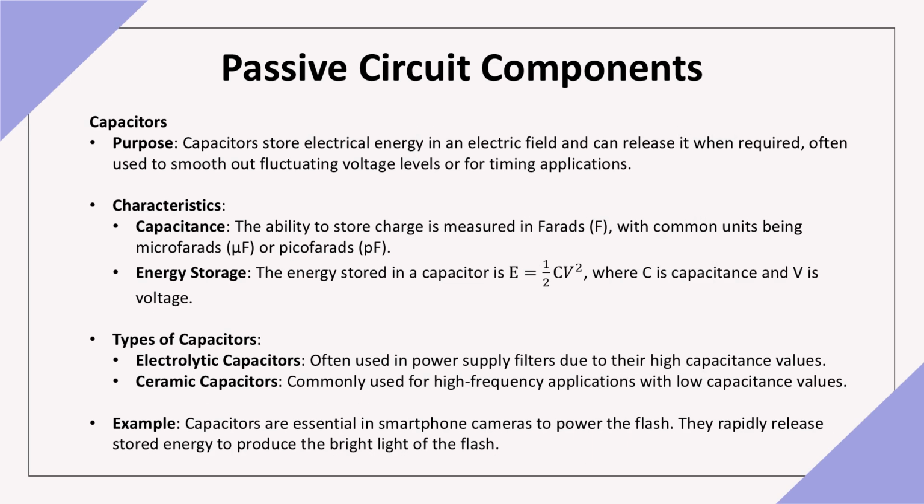Moving on to capacitors, these components act like tiny electrical batteries, storing energy in an electric field. Their storage capacity is measured in farads, though we typically work with microfarads, µF, or picofarads, pF. The energy stored in a capacitor follows the equation E equals half CV squared, where C is capacitance and V is voltage.